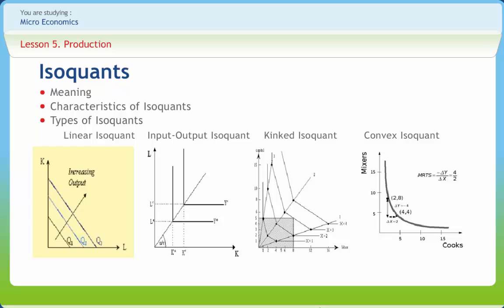Now let's look at isocost lines. The isocost line shows the combinations of capital and labor that will end up costing the same amount. If a firm uses only labor and capital, the total cost or expenditure of the firm can be represented by C = WL + RK, where C equals total cost, W equals the wage rate of labor, L equals the quantity of labor used, R equals the rental price of capital, and K equals the quantity of capital used.